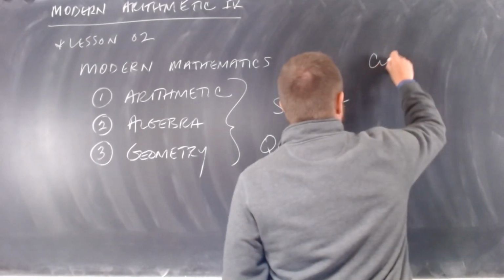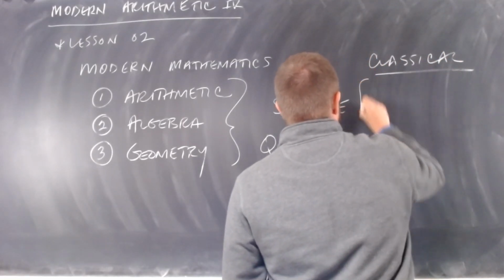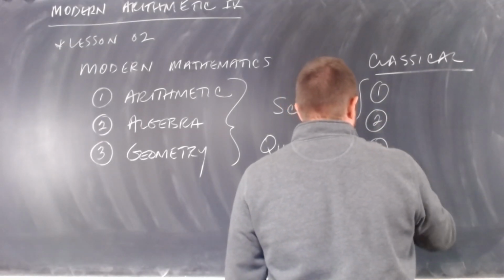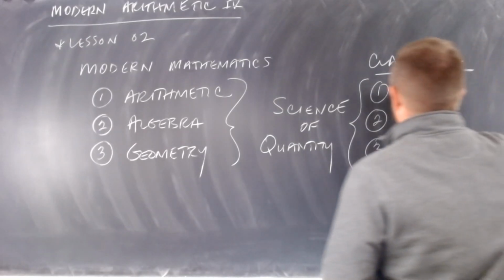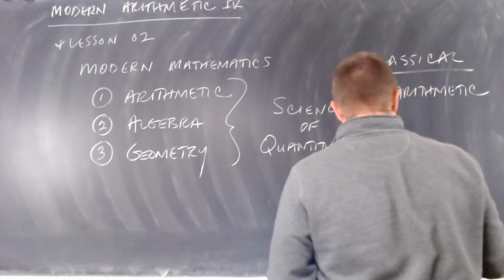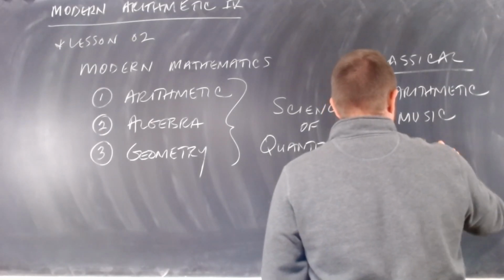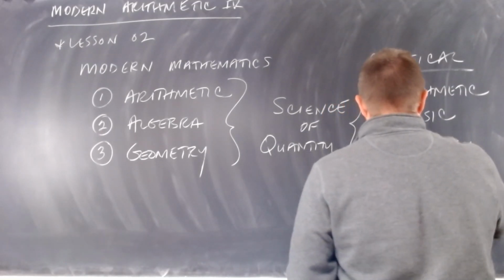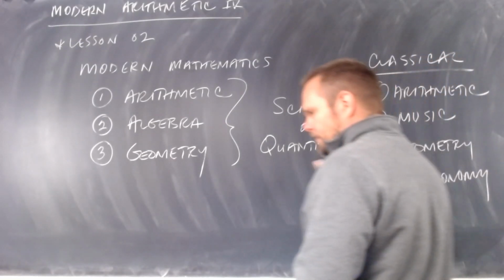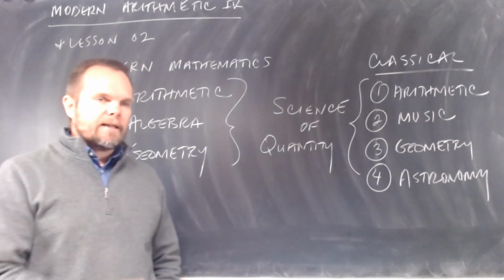Classical mathematics tells us that the science of quantity consists of the study of 4 different branches: arithmetic, music, geometry, and astronomy. So here we see a very clear difference between classical education and modern education.